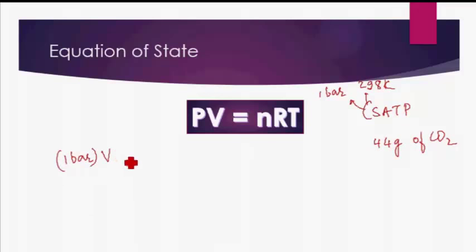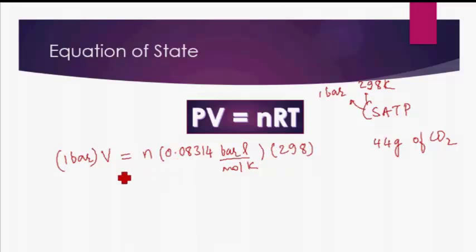The number of moles they haven't given us yet, and the value of R which you will use should be in bar, so that is 0.08314 bar liter per mole per Kelvin. So the answer of volume which we are going to get is going to be in terms of liter, and temperature is 298 Kelvin. Here we have two variables, volume and number of moles, so we have to eliminate one of them in order to get the answer for the other variable. The number of moles can be eliminated because they have given us the mass of the gas.